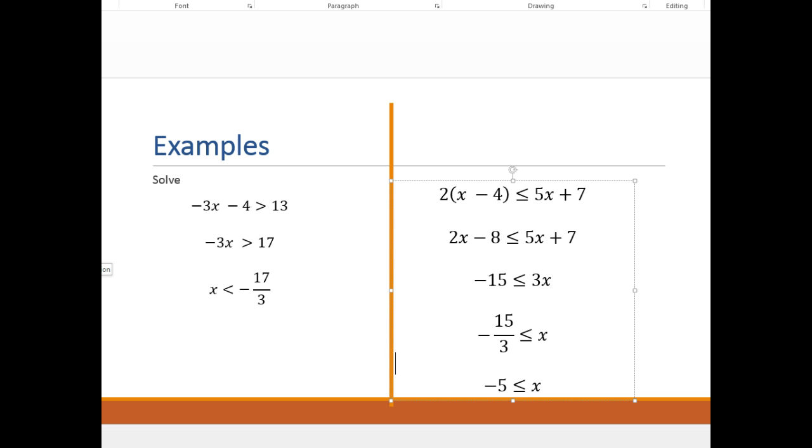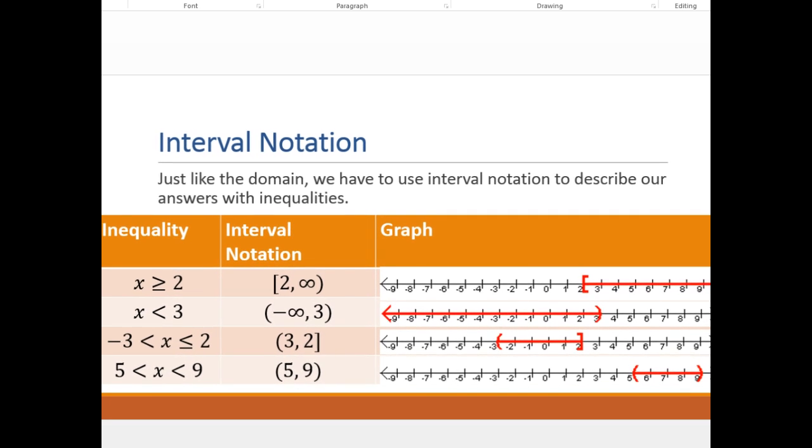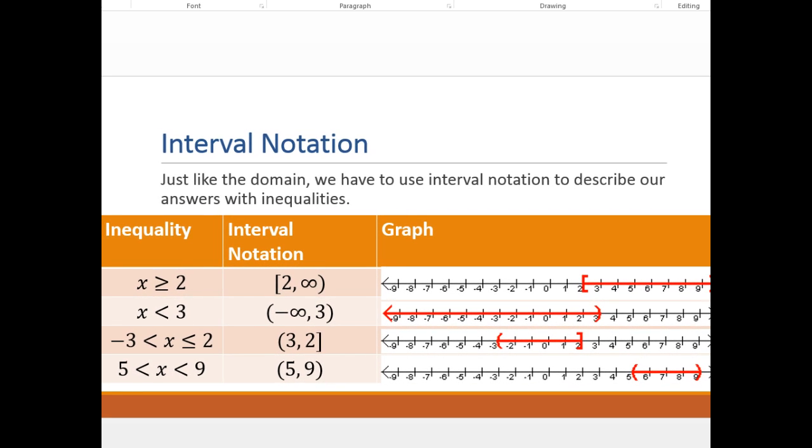These are very simple methods, but usually when we do math, we introduce new notation as well. So this is the notation we're going to deal with. We're going to look at what's known as interval notation. And just like the domain, we need to use intervals to describe our answers with inequalities.